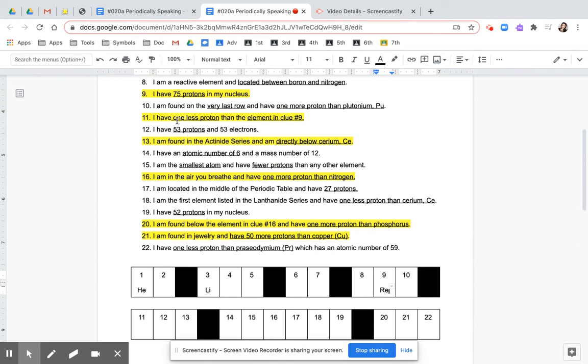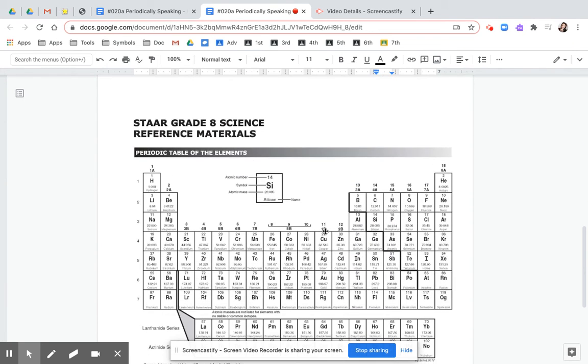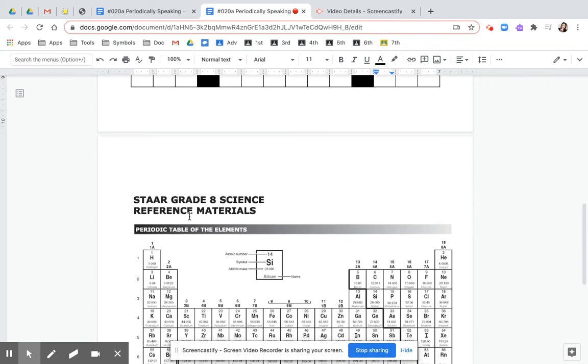Okay. 10, I am found on the very last row and have 1 more proton than plutonium, Pu. 11, let's do 11 together. I have 1 less proton than the element in clue 9. So 1 less. So that means we're going to subtract 1. So 9 said they had 75 protons. So for 11, we're going to have 74 protons. So let's look for 74 protons. Okay, so 75, 74 right here, which is tungsten. So we're going to do W. W for question 11.